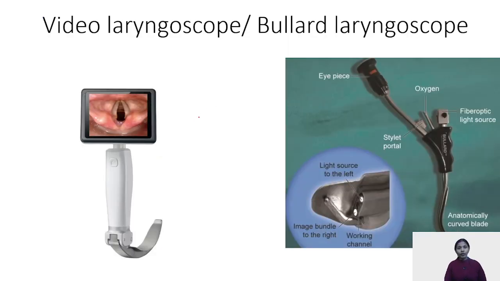We have the video laryngoscope. This is how a video laryngoscope looks like. I had shown you a flexible fibroscope in the last class, and this is a rigid Bullard laryngoscope, in which also you have an eyepiece and you can clearly see the image of where you are going inside, and these two are a part of your difficult intubation cart. So please just remember the pictures of this. This is a rigid Bullard laryngoscope, and this is how your video laryngoscope looks like.